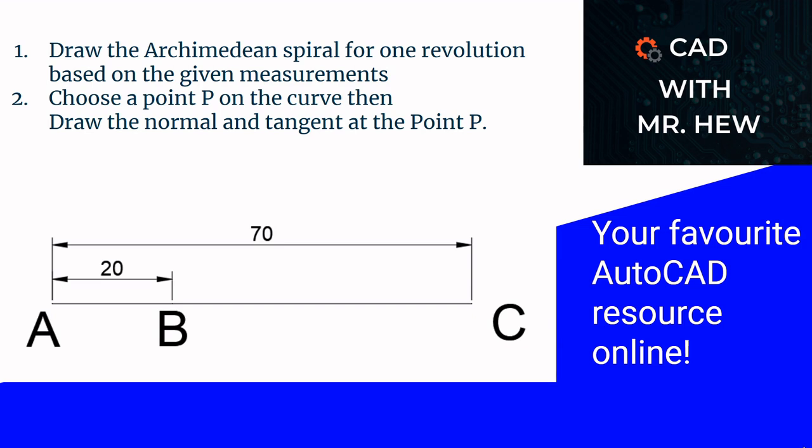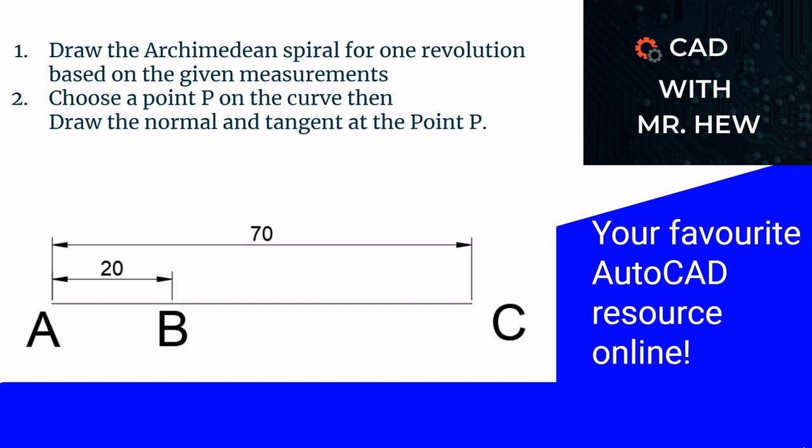We are required to draw the Archimedean spiral for one revolution based on the measurements below. So that's the first part. The second part, we're going to choose a point on the curve, that is the Archimedean spiral drawn in question 1 above. Then we're going to draw the normal and tangent to the point P.